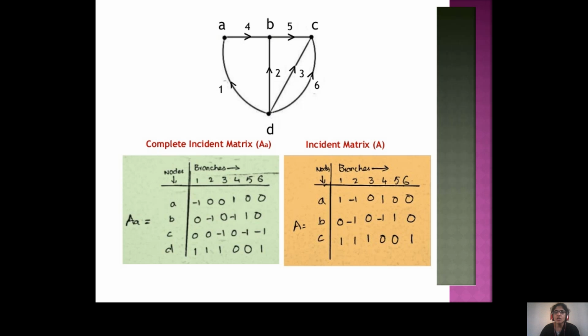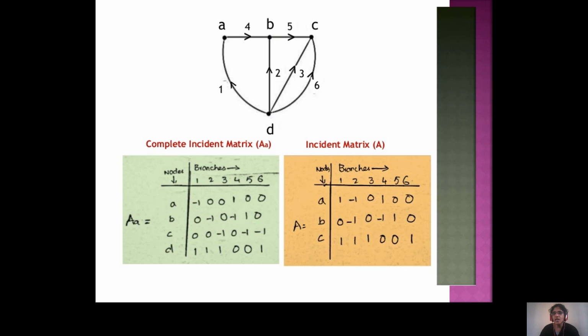Same thing for B. For node B, branches 4, 5, 2 are related. 4 is towards, -1, and 5 is away, +1, and 2 is towards, -1, and the remaining are not related, 0. And for C, all branches are entering the node. That is 3, 5, 6 are entering. So put -1, -1, -1. Remaining 0.